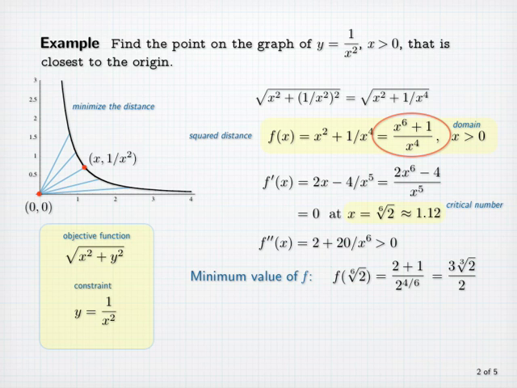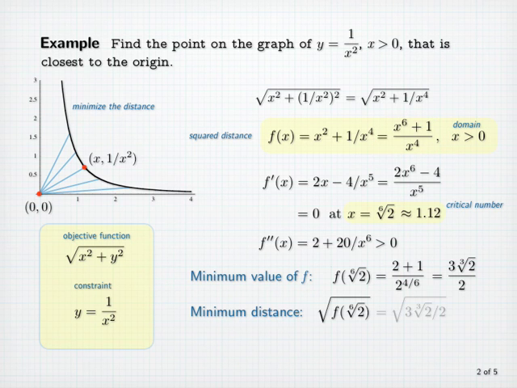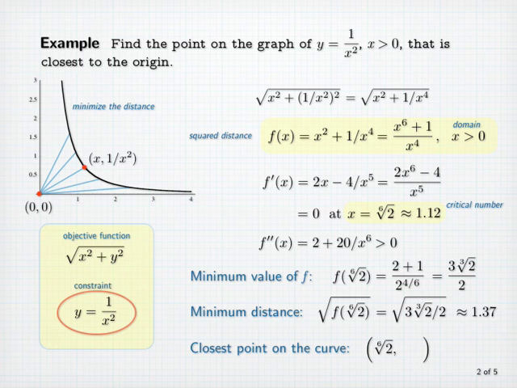Remember, this is the square of the minimum distance, so the minimum distance is its square root, which is approximately 1.37. Finally, since the problem asks for the point on the curve, we provide that as our final answer. The x-coordinate is the 6th root of 2, and the y-coordinate is 1 over that squared, which is 1 over the cube root of 2.